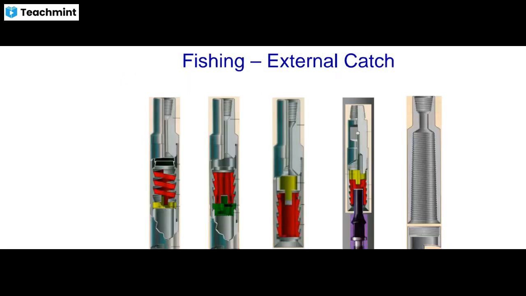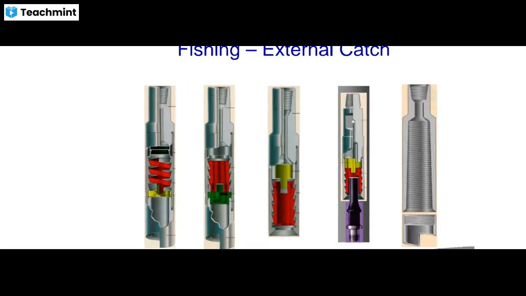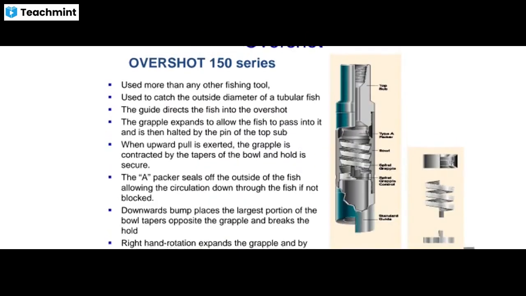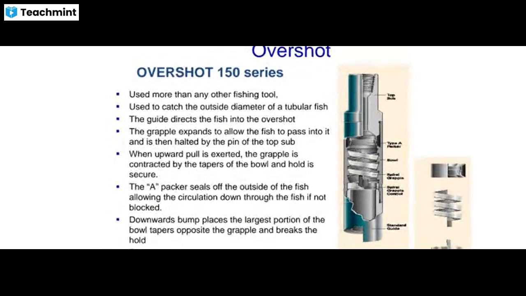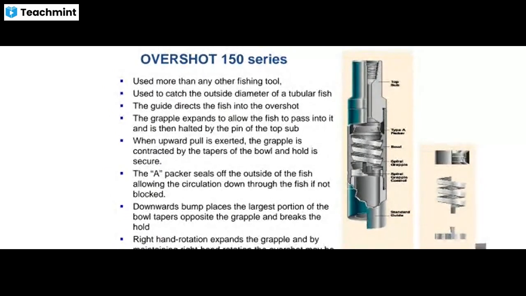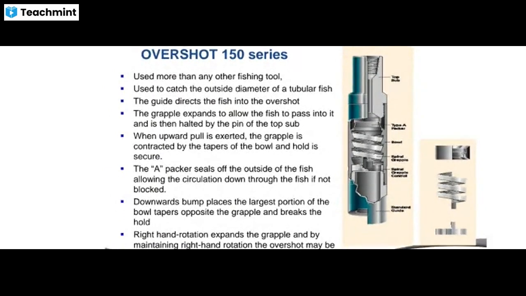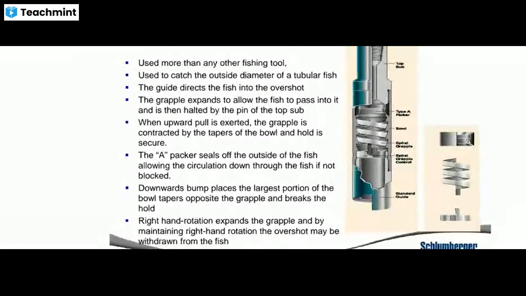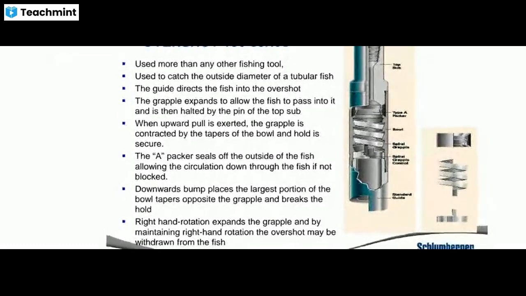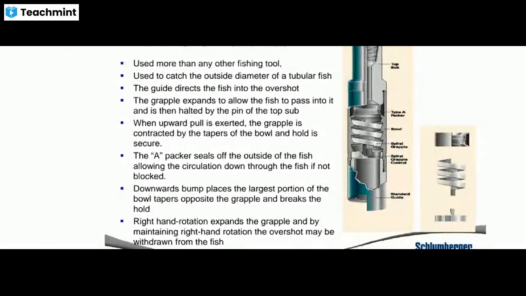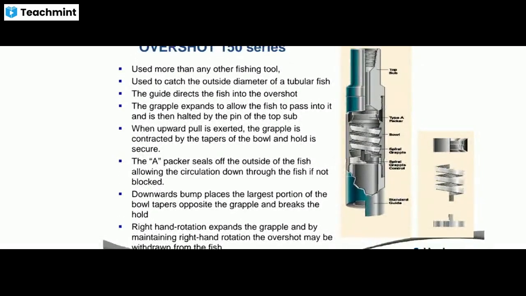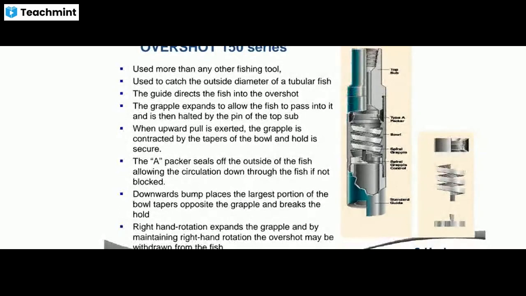Then this is fishing external catches. Overshot 150 series is used more than any other fishing tool. So this is the overshot 150 series. The packer seals on the outside of the fish and allows circulation down through the fish. Right hand rotation expands the grapple, and by maintaining the right hand rotation, the overshot may not be withdrawn from the fish. And this is your overshot 150 series.